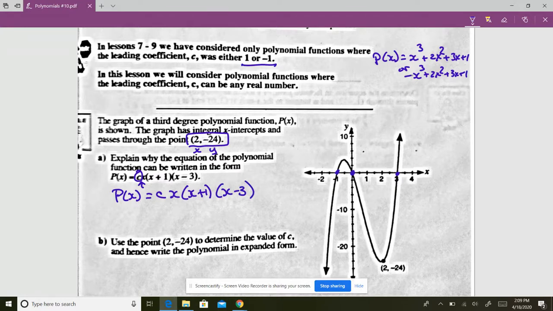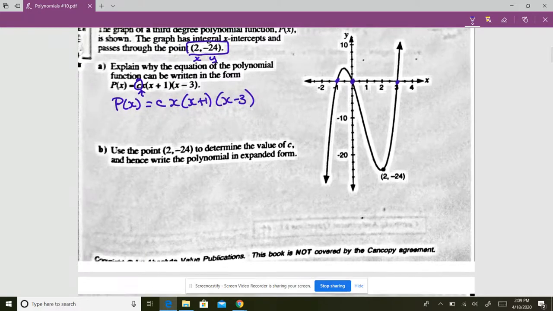We're trying to find c. So I know my x and y values that it passes through. I just sub them in. We're going to do it down here because it gives us a bit more room. So our y value, -24. Our x goes in for all our x's. This is essentially the y value. Okay, so that's where the -24 comes in.